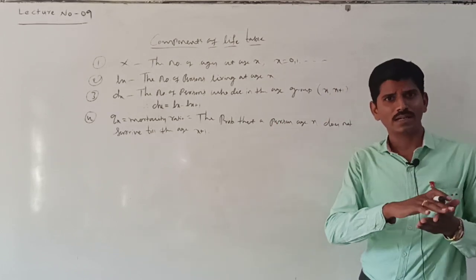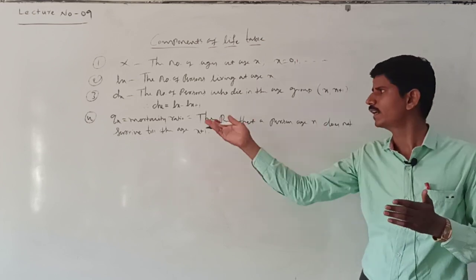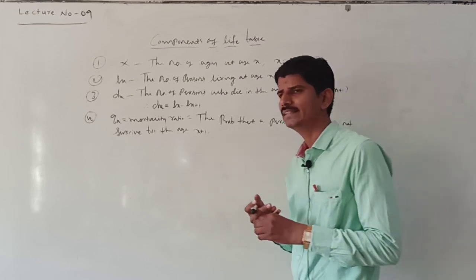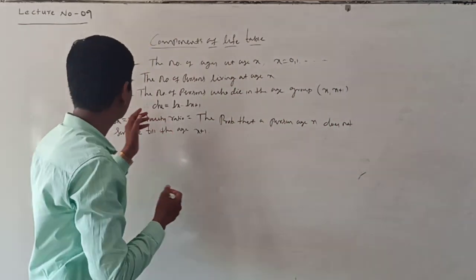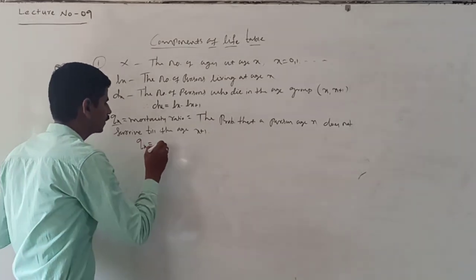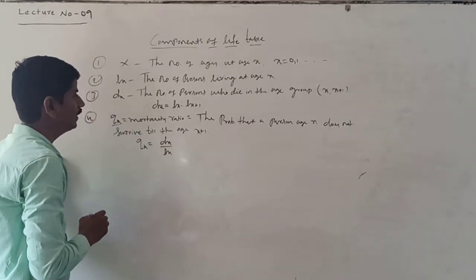The probability of a person age x not surviving till the age x plus 1 is called as mortality ratio. It is denoted by qx. Then qx equal to dx by lx.